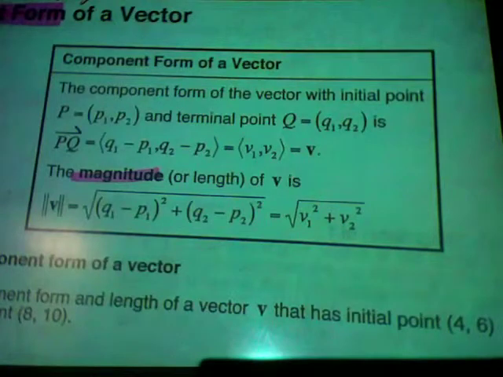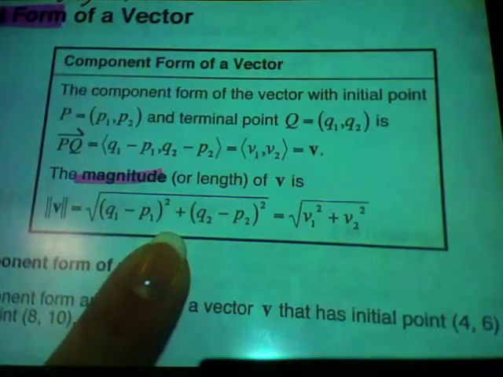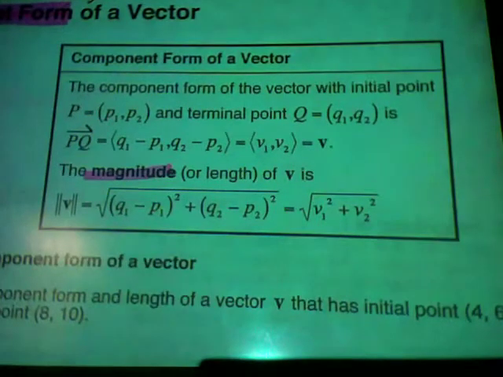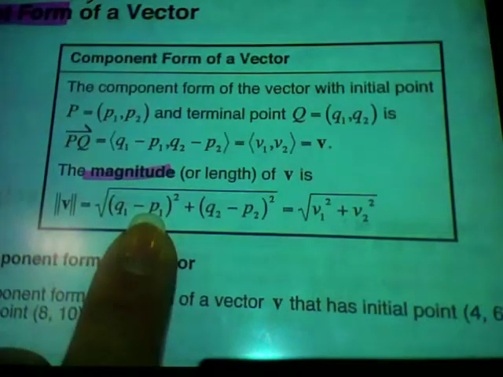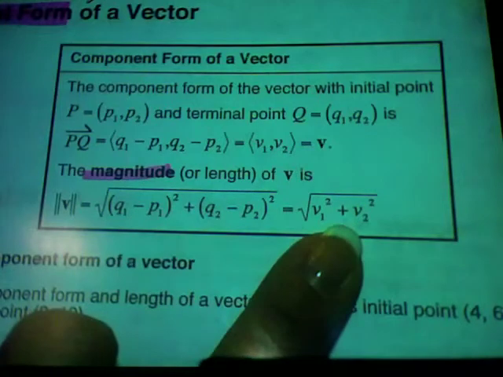What does this look like to you? It's the distance formula. And that makes sense. If I'm finding the length from P to Q, I'm using the distance formula. But it is unlike the distance formula where you can decide which one you want to subtract first. With vectors, you have to subtract starting with the terminal side. And then you're going to end up with some sum under here.